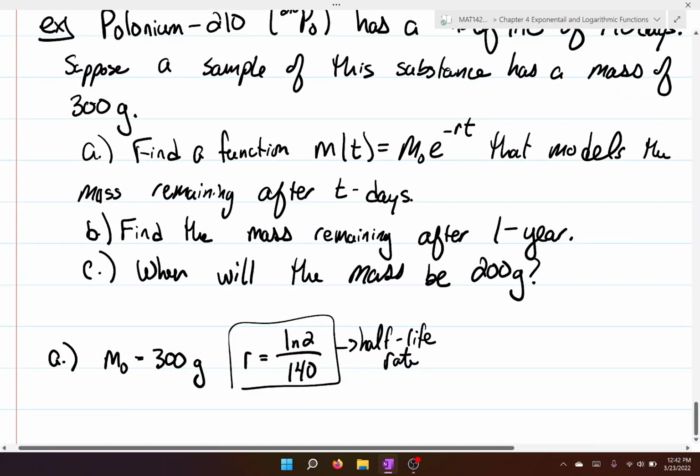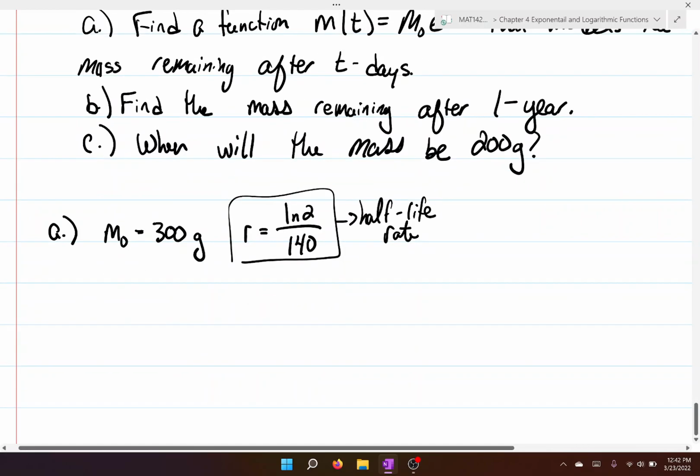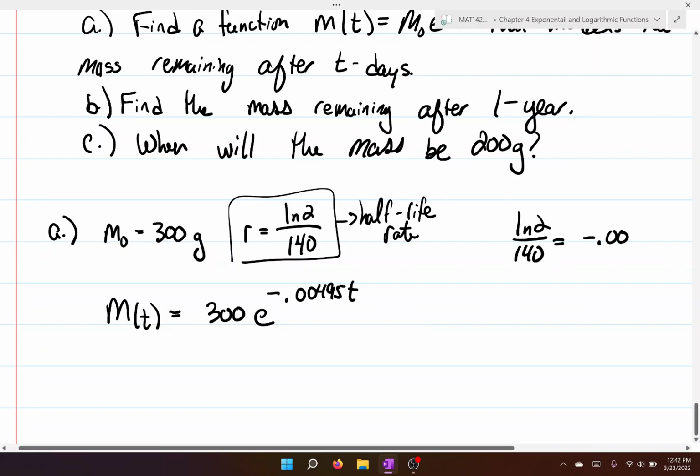So our model is going to be m of t equals 300 e to the negative 0.00495 t. Now, the natural log of 2 over 140 is equal to, actually, sorry, it's equal to 0.00495. Okay?